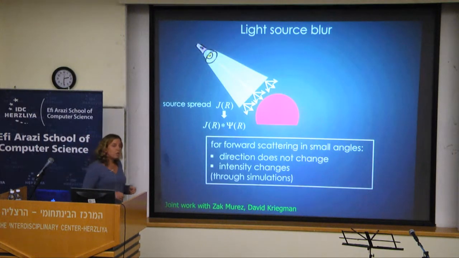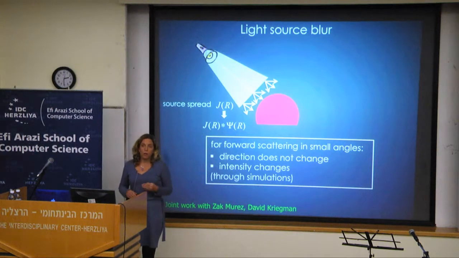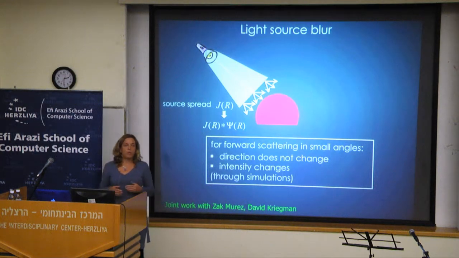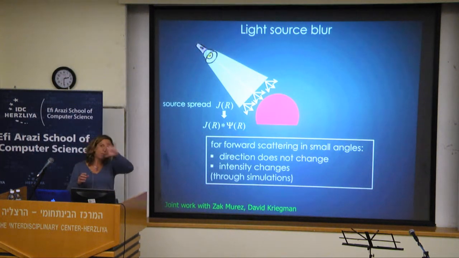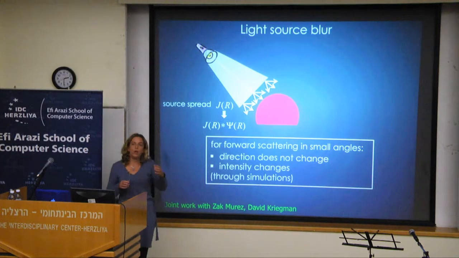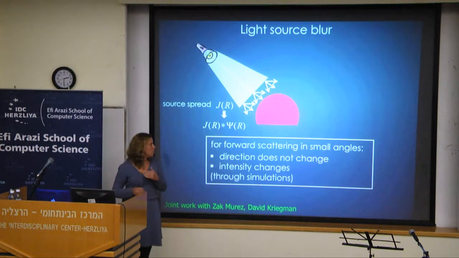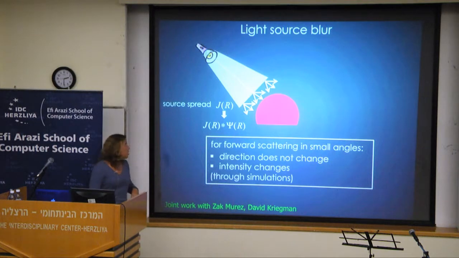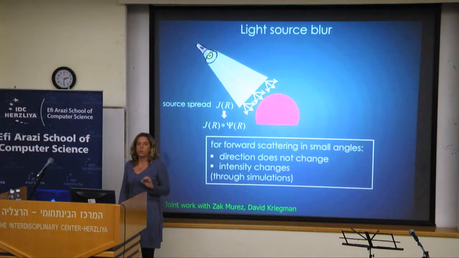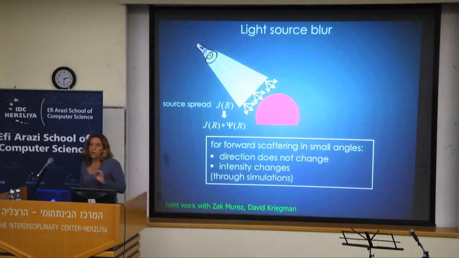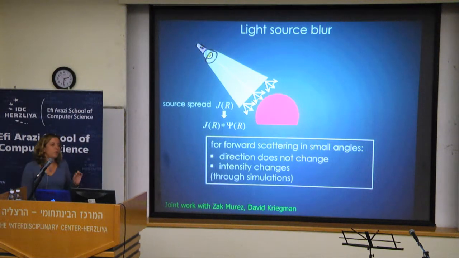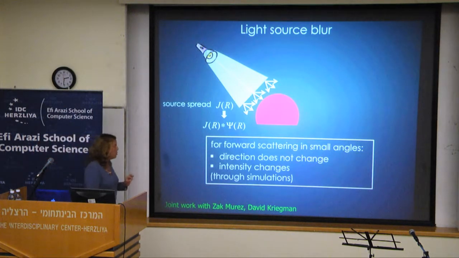First, forward scattering blurs the light. So it blurs the light when it goes from the light source to the object, and also when the light comes from the object to the camera. Now, when we look at the light source blur, this is critical because we wanted to look at the intensity of the light reflected from the object, based on knowing where the light source is and what's going on with it.